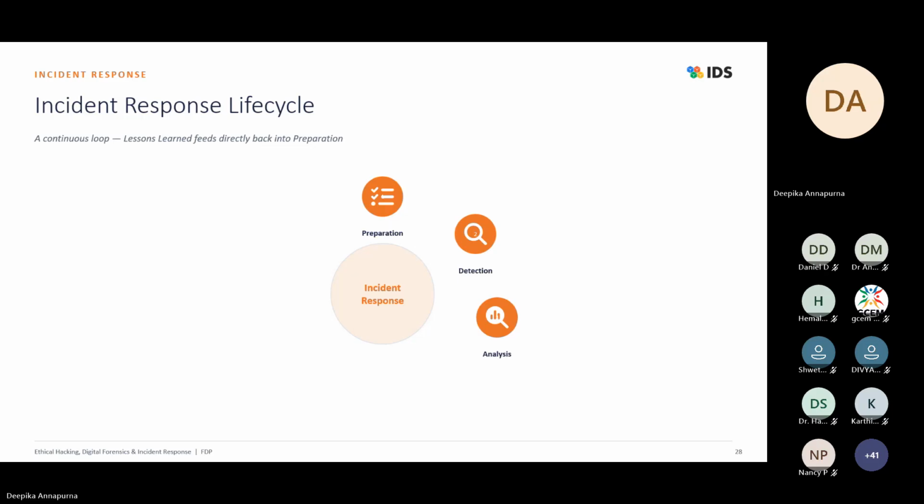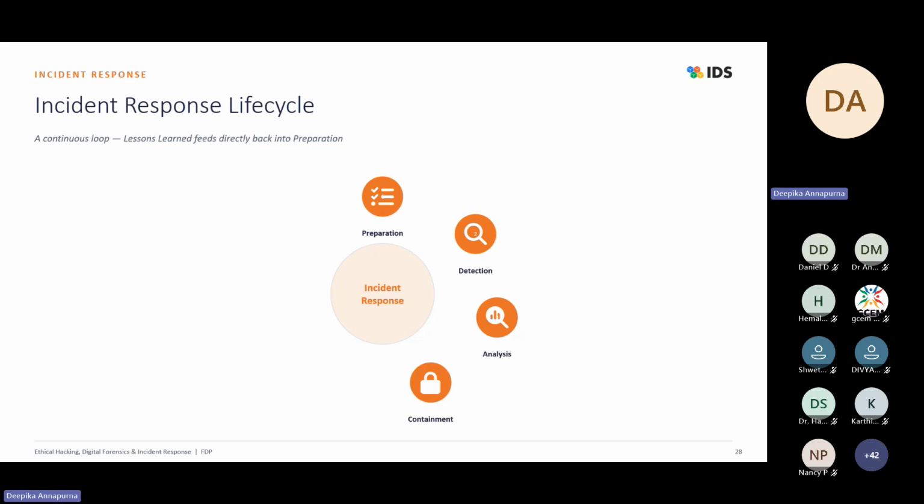The third one is the analysis. So we will check if the issue is correct or not. Is it malware or a normal executable file? Is the data actually stolen or not? We need to analyze every issue.